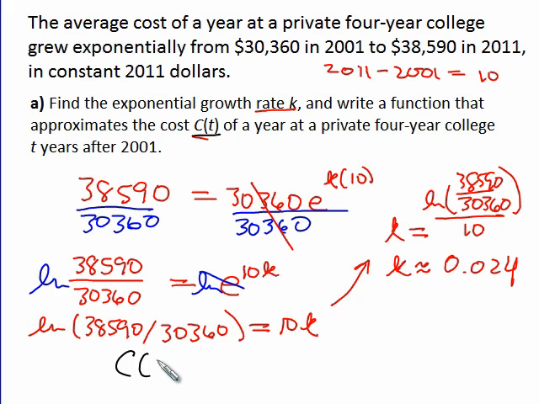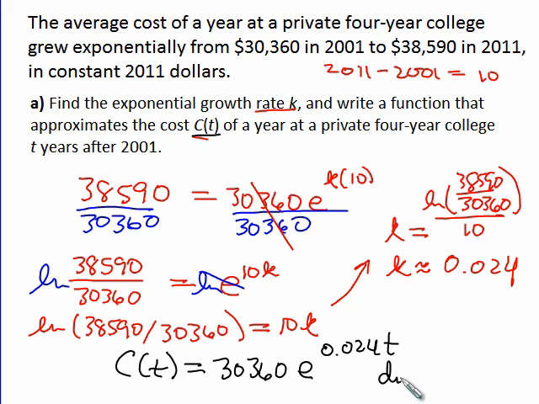So we have the cost then in terms of t, which is 30,360 e to the, and now we have our growth rate, which is 0.024, and I'm going to use t. This is a cost, it's in dollars, and t is t years after our original year. Well, this was the cost in the year 2001, so I'll say after 2001. So this is the model that I'll be using.